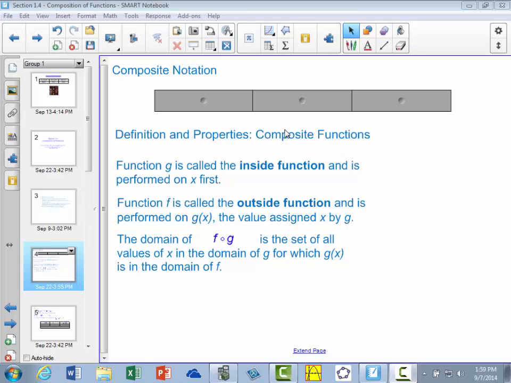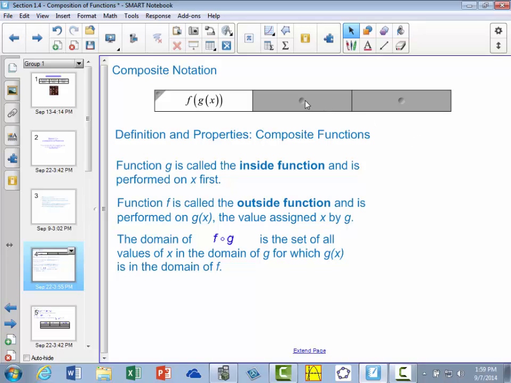First of all, I think most of us have seen the notation for a composite function written in this manner, f of g of x, where function g here is called the inside function, and that's the function we work with first. And then function f, therefore, would be the outside function. We take the answer we got from the inside function, or g of x, and we use that to evaluate f.